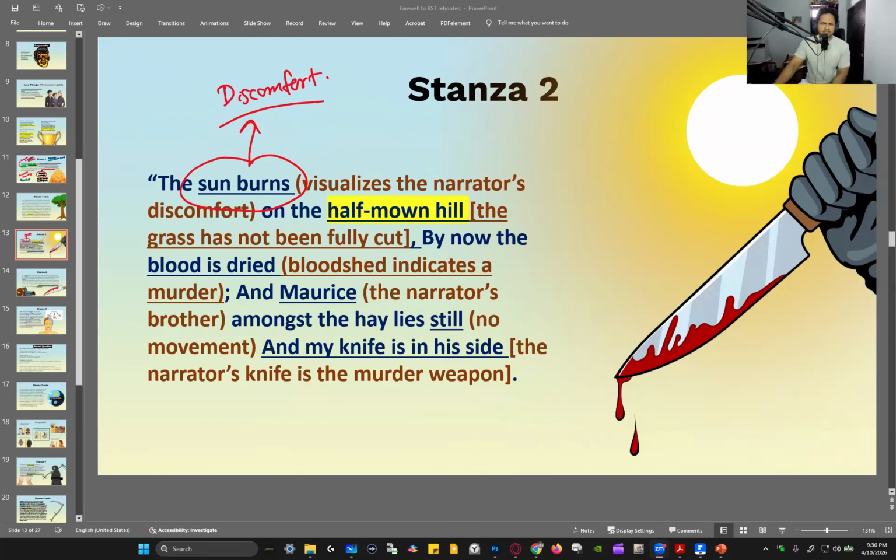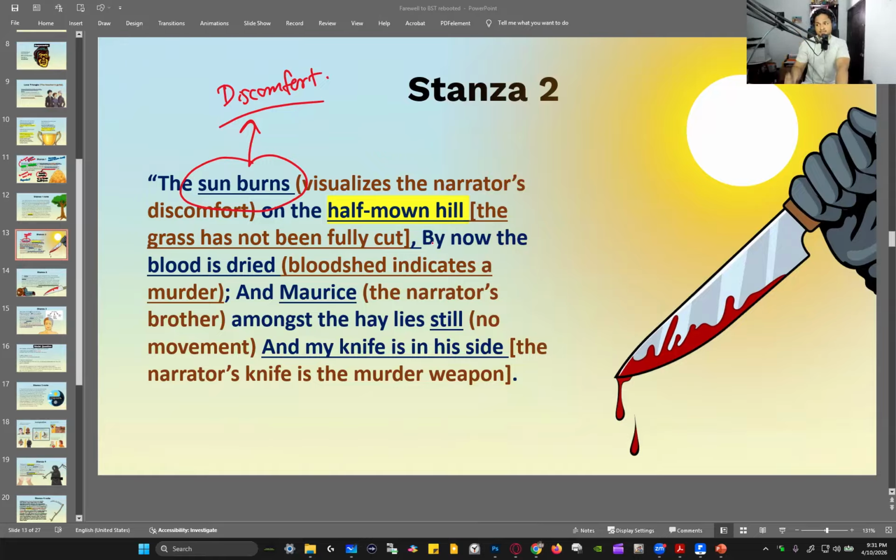Okay, the sun burns, right? The narrator has committed a murder. The sun burns on the half-moon hill. By now, the blood is dried. Where did the blood come from? This is a male narrator. Remember that, okay? Where did the blood come from? The narrator stabbed Maurice. The narrator has murdered his brother.